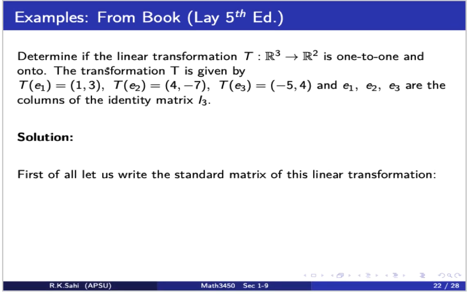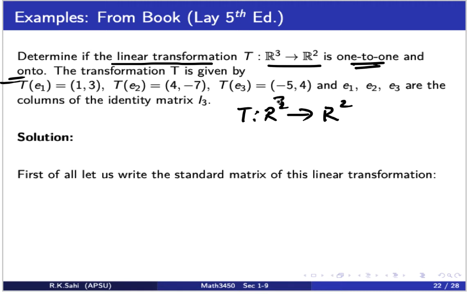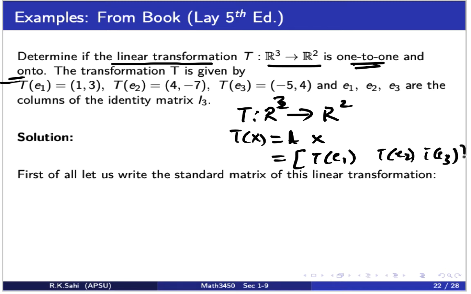It says determine if this linear transformation T from R3 to R2 is one-to-one and onto. And we're defining this T. Remember, if T is a linear transformation from one dimensional space to another, that means it will have a unique matrix, T of x equals Ax. Remember, we just did that theorem, which is made up of T of e1, e2 and e3. That's the standard matrix. So this is my A, and the vector x next to it.